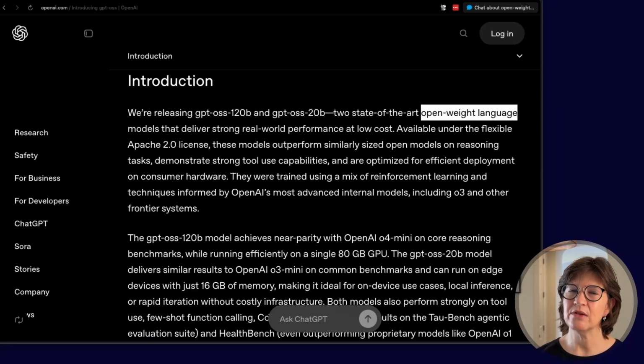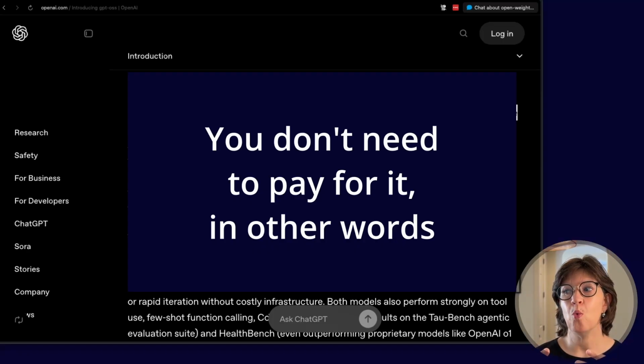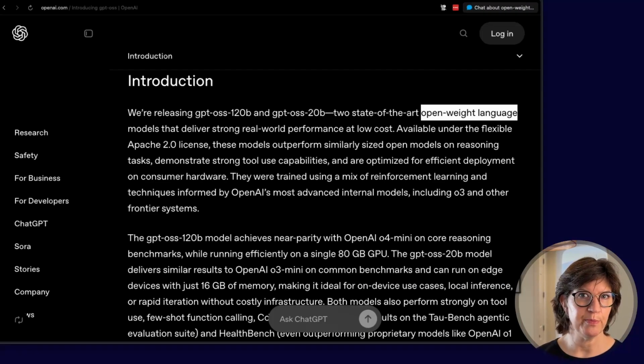This means you can download these models and run them on your own hardware. Because they're running on your own hardware, you don't need to go through OpenAI to get to them. You don't need an API key. You don't need a subscription. You don't need to worry about what the cost is of asking questions and going back and forth with the models all the time. You are the one running the model, so the only cost to you is basically the electricity and the hardware that you're running it on.